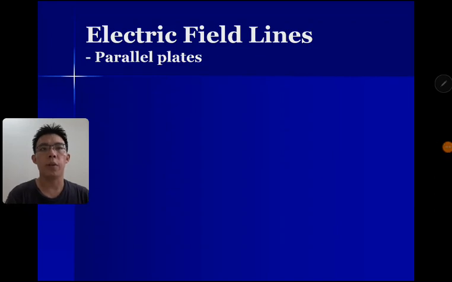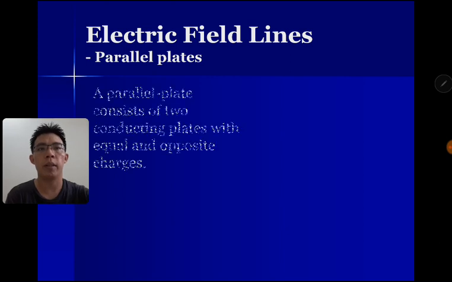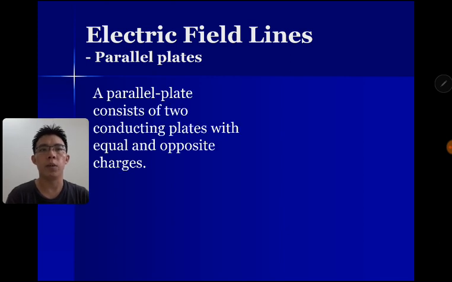Let's look at electric field lines for parallel plates. Earlier we have looked at the field lines for a point charge and also a point charge with other point charges, and we also looked at a case of a point charge to a plate. So in this case we are going to look at two parallel plates. It consists of two conducting plates, which is conductor, that is having equal and opposite charges.